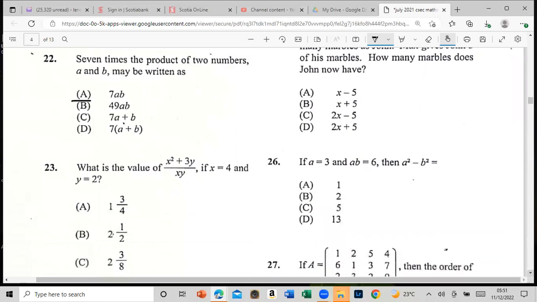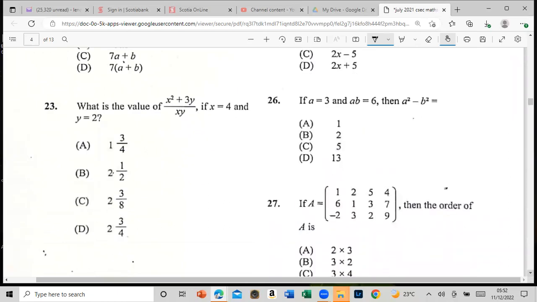23. I've seen this one before. What is the value of x squared plus 3y, over xy, if x is equal to 4 and y is equal to 2? So that's 4 squared plus 3 times 2, over 4 times 2.